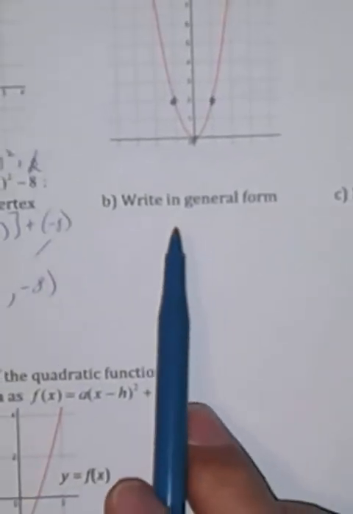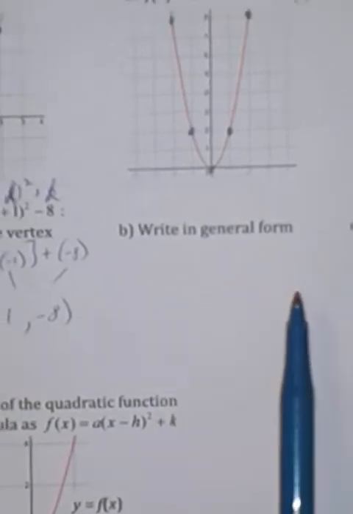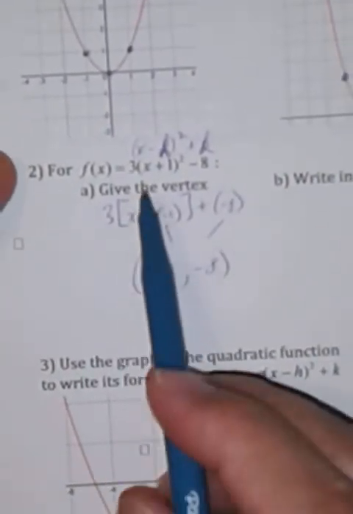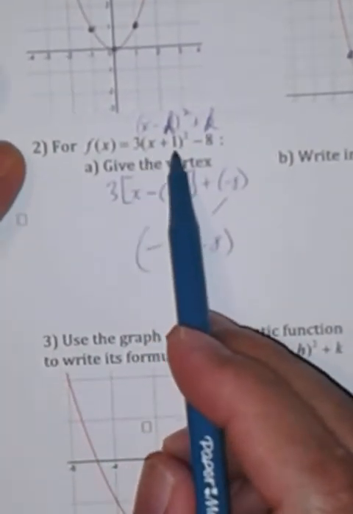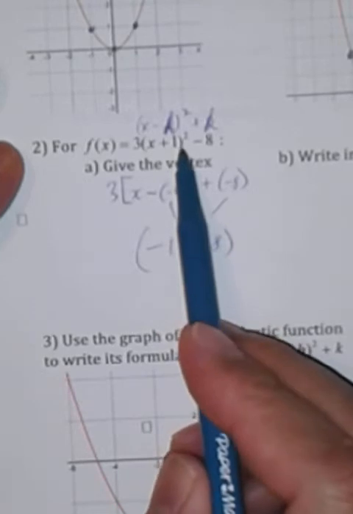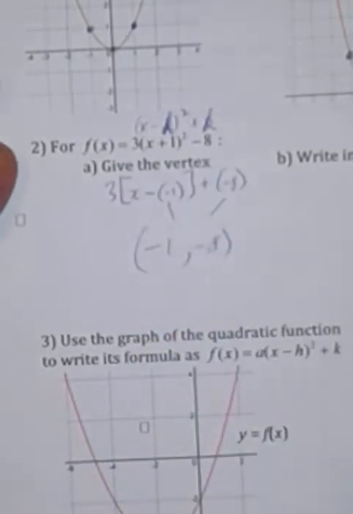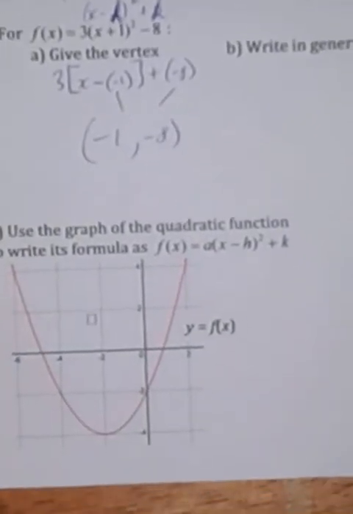Okay? Now, how do we get to the general form? Remember, the general form is this one. And we're here. So what we need to do is distribute, do the x plus 1 squared, then multiply by 3, and then combine with the negative 8. And I'll let you do that. We'll do it in class also. All right, let's go on to number 3.